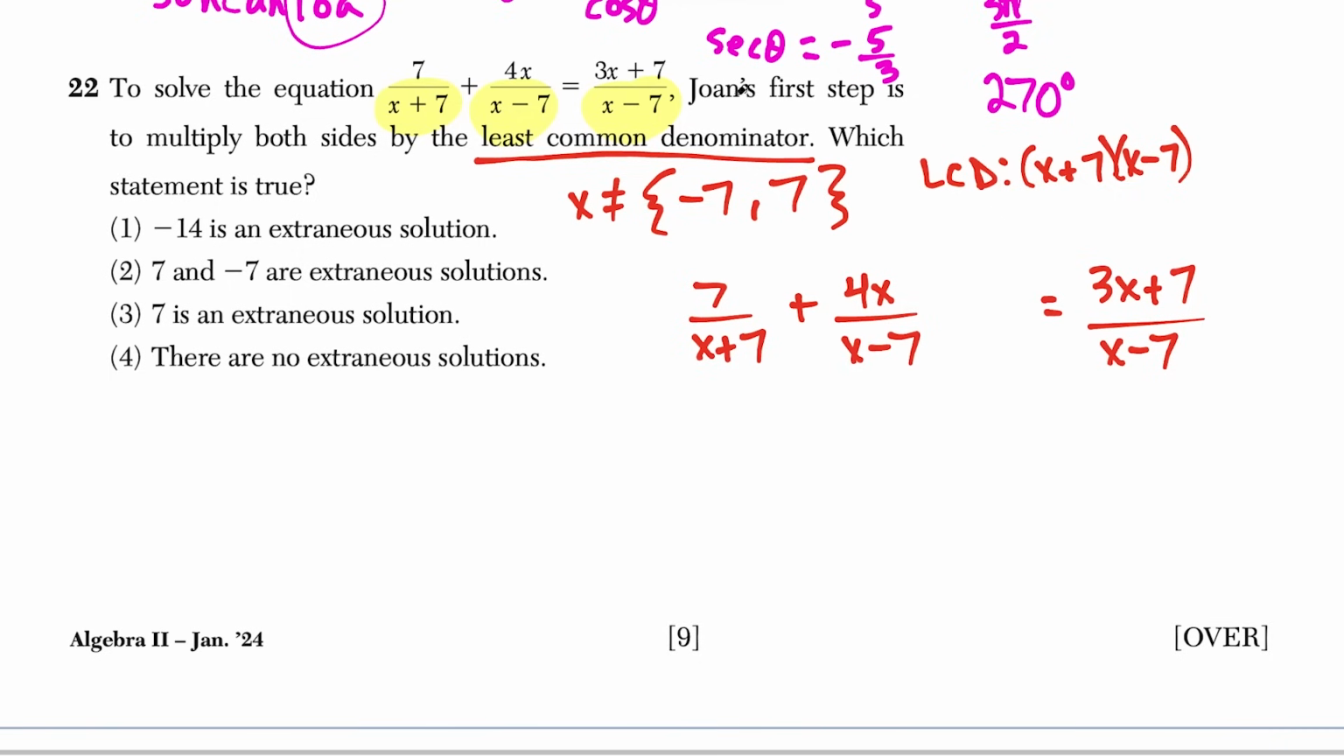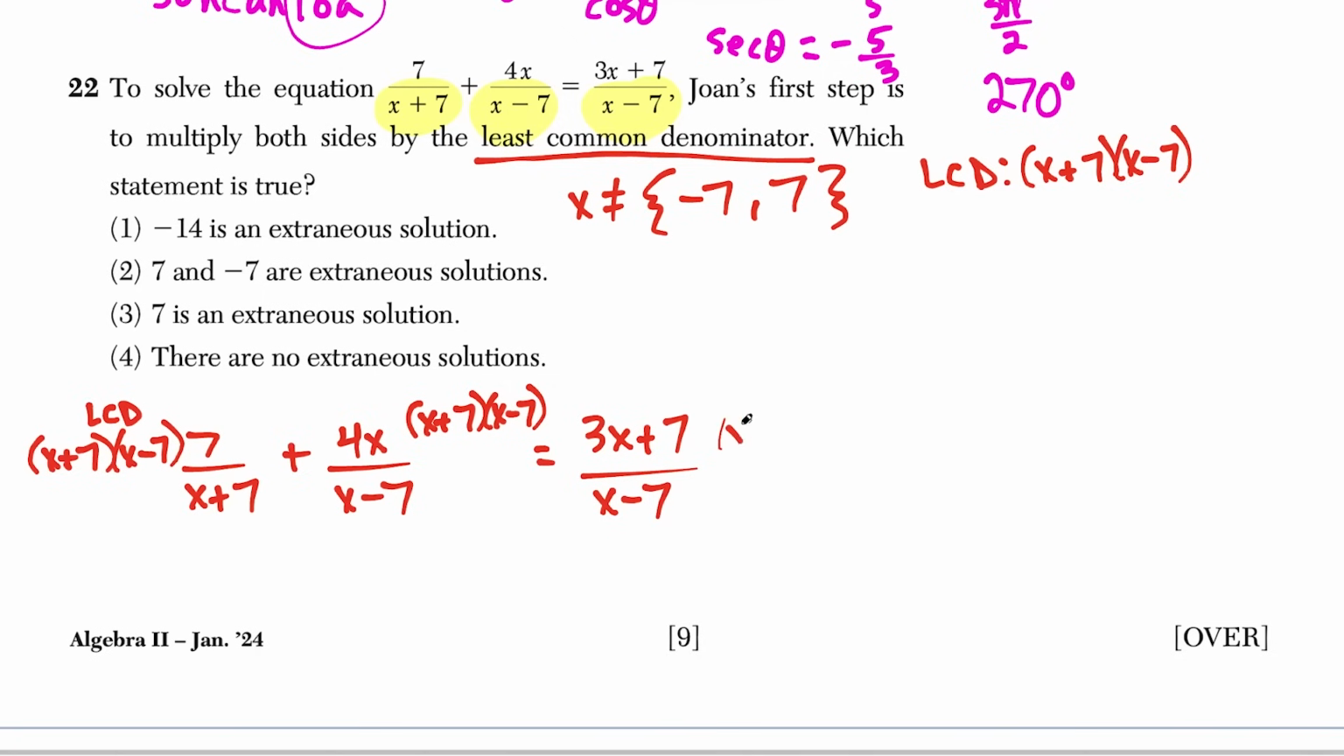So then what Joan is doing is, once again, multiplying both sides by the least common denominator. So if we multiply everything here by x plus 7, x minus 7, so here is our least common denominator. We're multiplying both sides by the least common denominator. So I'm just going to write it here and here, because if I multiply the left side by the least common denominator, I have to distribute it across and multiply each of these terms by it.